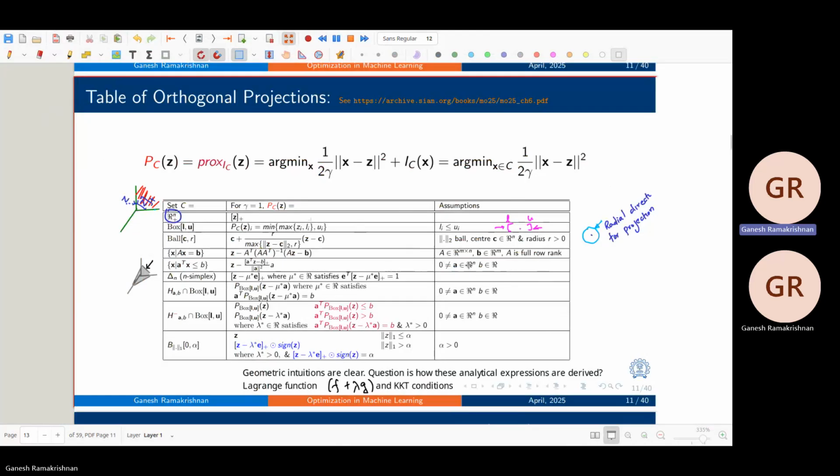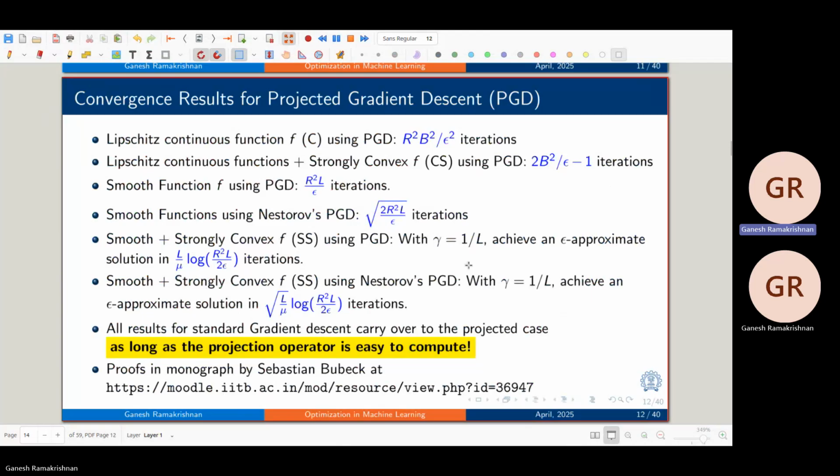Okay, so now we want to get a little further from here. To conclude, before we move further, what happens for projected gradient descent? Well, all the standard results of gradient descent carry over to the projected case, as long as you can do the projection quickly enough. So the cost involved in computing the projection is a black box here.